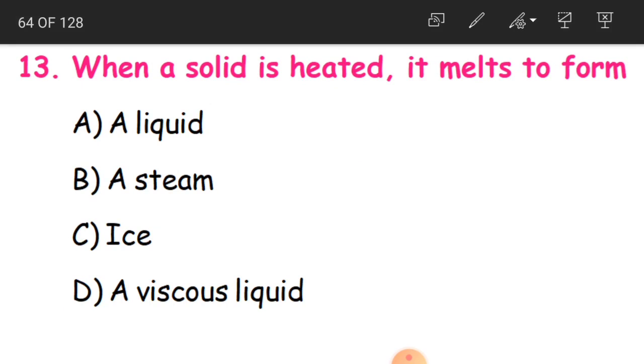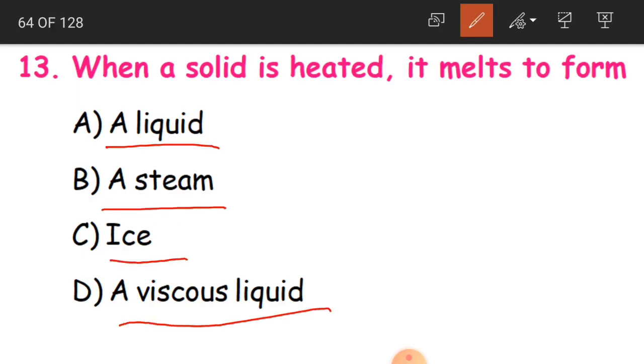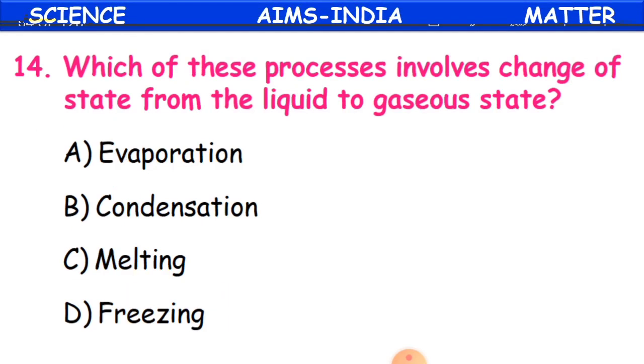When a solid is heated, it melts to form a liquid, a steam, ice, or a viscous liquid. And the answer is liquid. If you heat a solid, definitely it is going to expand, and it is going to form a liquid. Clear, children? Now, the 14th one.